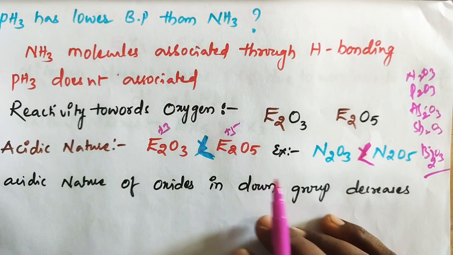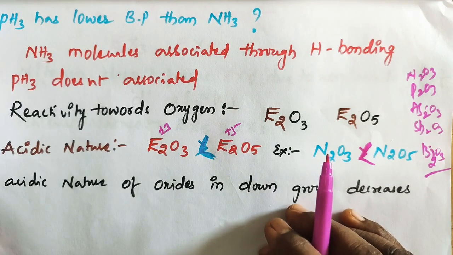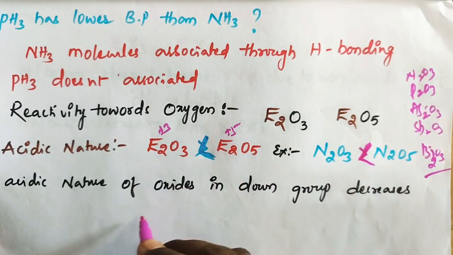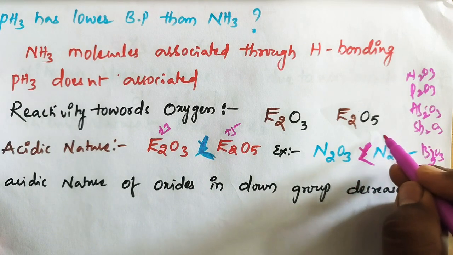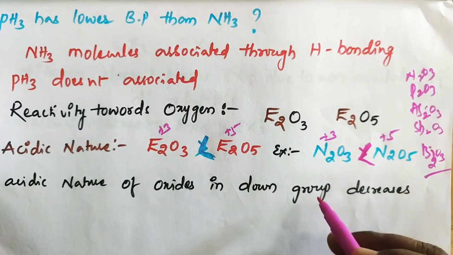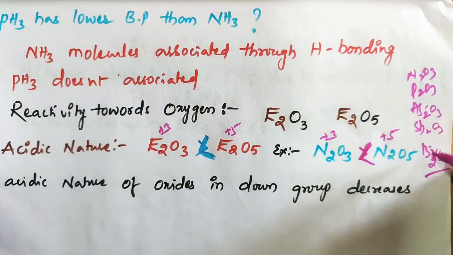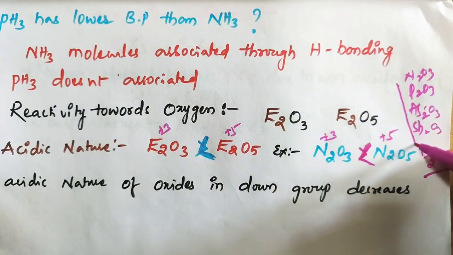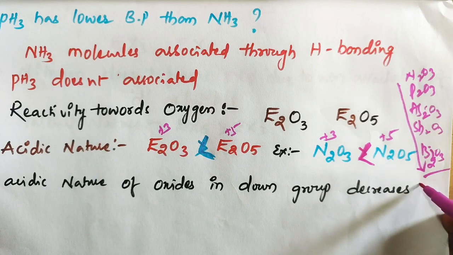And the higher oxidation state oxide is more acidic than the lower oxidation state one. For example, N2O5 is more acidic than N2O3 because in N2O5 nitrogen shows a +5 oxidation state, and in N2O3 nitrogen shows +3. So the acidic nature of oxides decreases down the group. From top to bottom, acidic nature decreases.